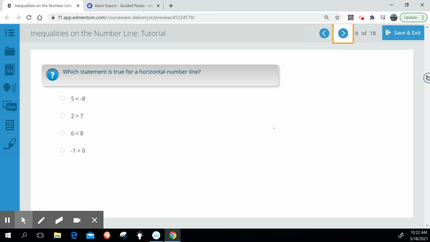So she's right. 6 is less than 8. Why are none of the other ones true and that one is? Dania? Because 2 is less than 7, -8 is less than 5, and -1 is less than 0. Very good. Okay, so everything else is exactly the opposite of what it should be. The only one that is true is 6 is less than 8.